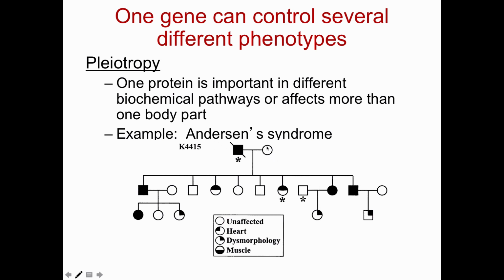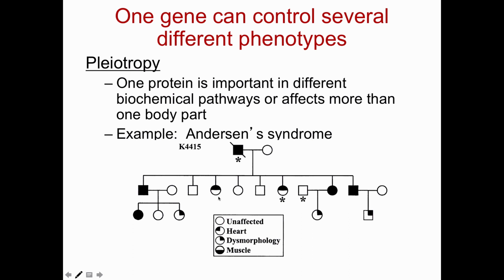Pedigrees are like genetic family trees, and the circles represent females, the squares represent males. When you fill it in, that represents a person being affected. And then you can see the key. They mean different things. So if it's filled in like half like this, that means just the muscle is affected. This would be structural. If it looks like this piece of the pie, the heart is affected, and then a blank would mean nothing is affected.